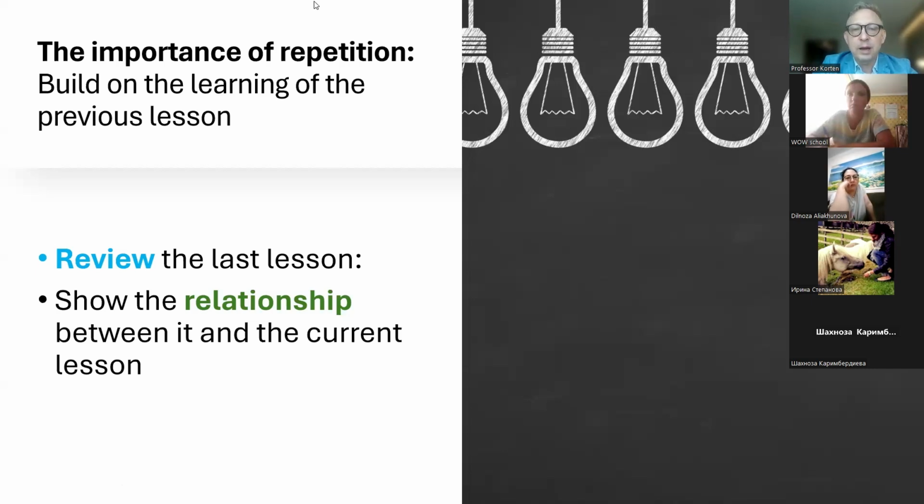All right, I'm going to talk about the importance of repetition. I want to build on the learning of the previous lessons. So if we understand learning as a sort of block, then we want to make blocks that add on, but rely on the first block and the second block. Obviously, with each succeeding block, the early blocks are less important, but there should be a system to this. And part of this involves repetition.